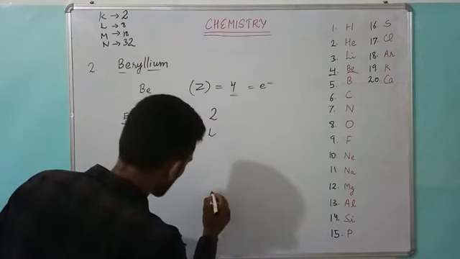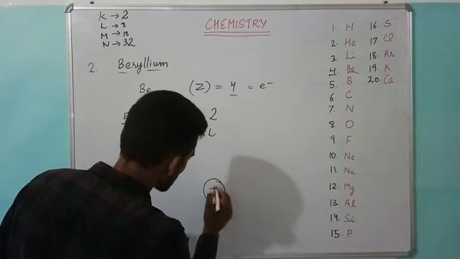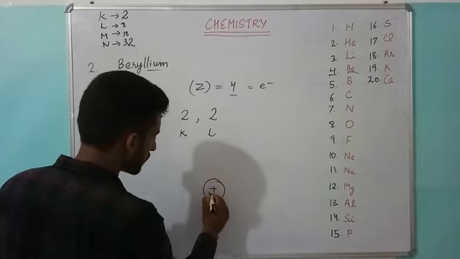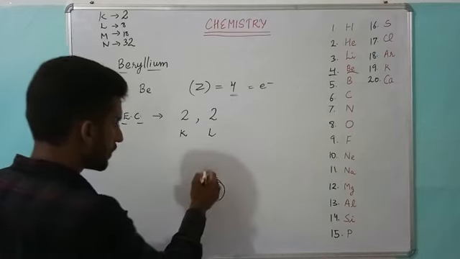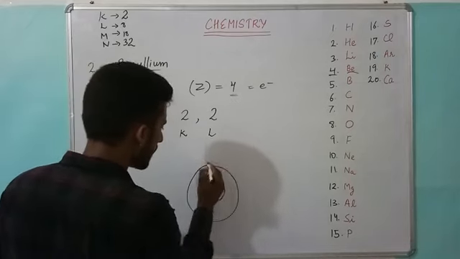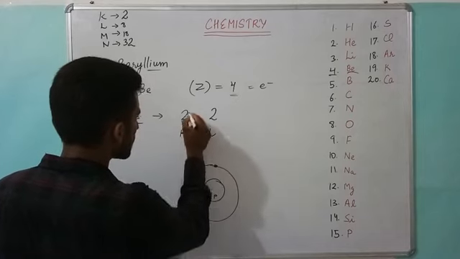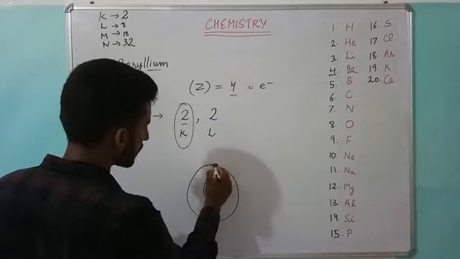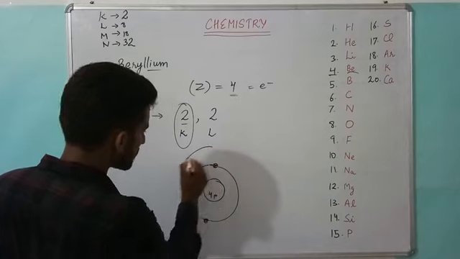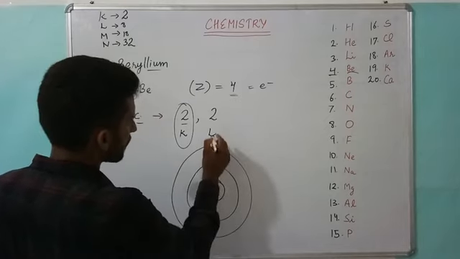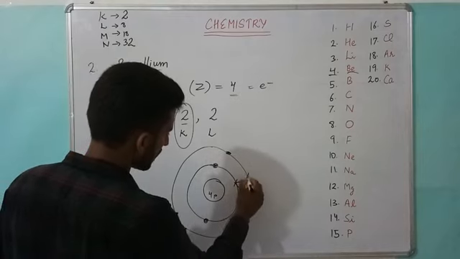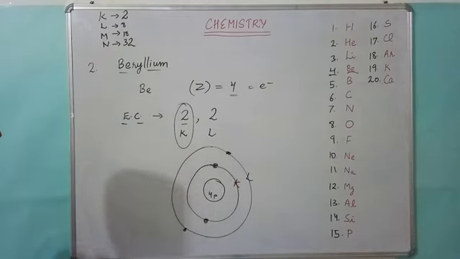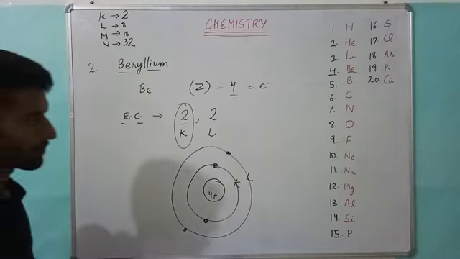So in the center is the positive charge with 4 protons, you can write 4p, which represents 4 protons. The first shell is K, and K has only 2 electrons here, so I will draw only 2. Next is the L shell, with 1 and 2 electrons. So here is the K shell and here is the L shell. This is the atomic orbital structure of the beryllium atom.